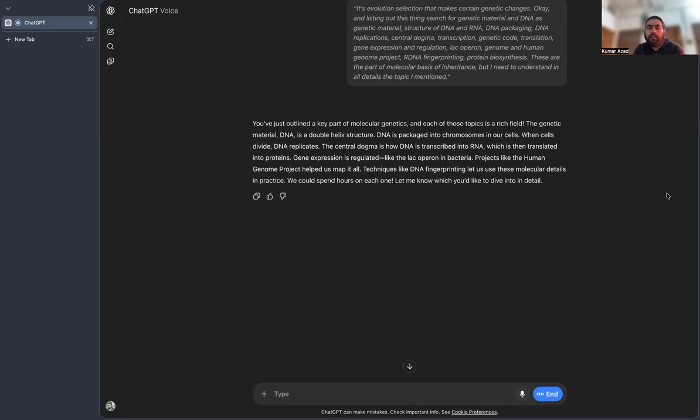So, basically the genetic material that you are describing is stored in the form of a double helix structure, and DNA is packaged into chromosomes in our cells. Okay, DNA is present in the chromosomes of our cells. When cells divide, DNA just replicates. The central dogma is how DNA is transcribed into RNA.